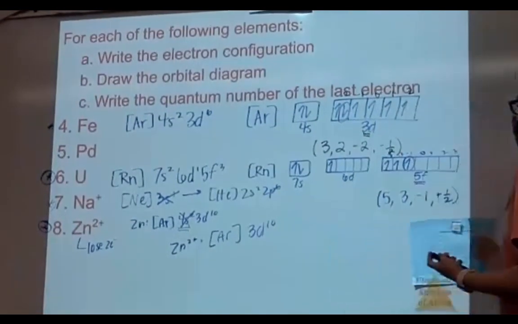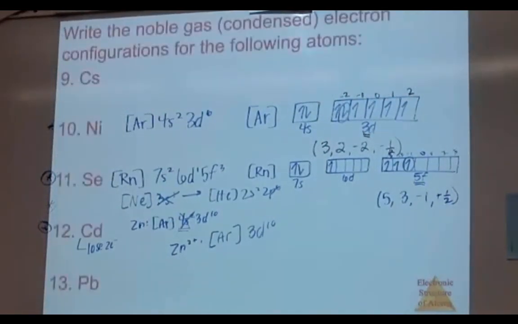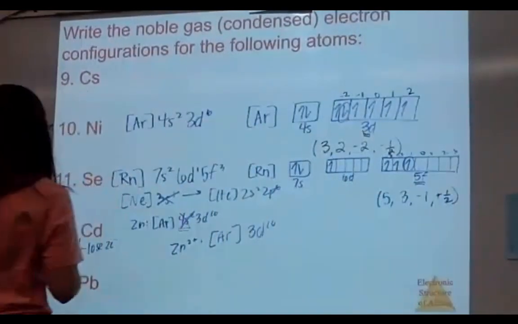So that's just looking at some configurations. We'll do a little bit more with configurations of ions in the do now over the next couple of days. Any general questions on these configurations? Right, so if not, I'm not going to have you do all of these, but I'm going to have you pick. Let's actually do 9, 10, and 13.